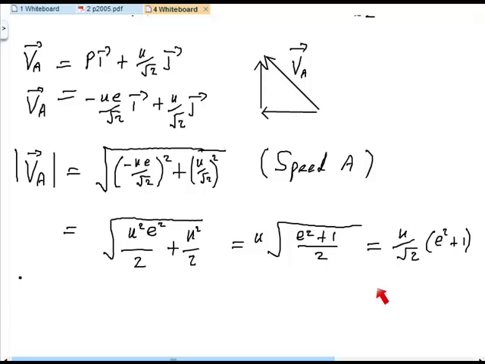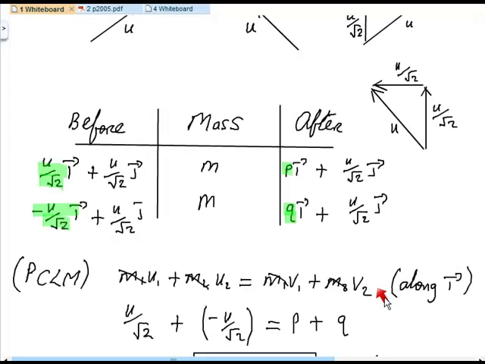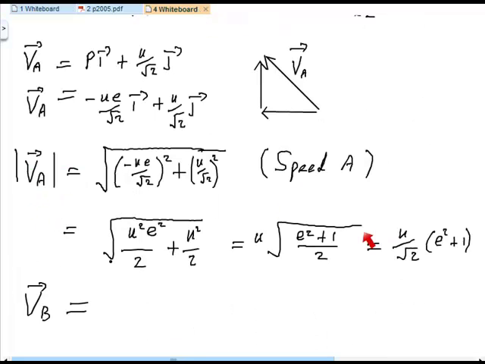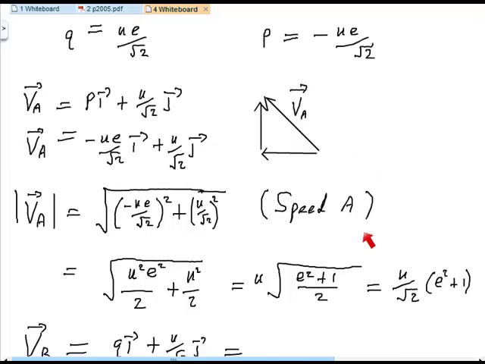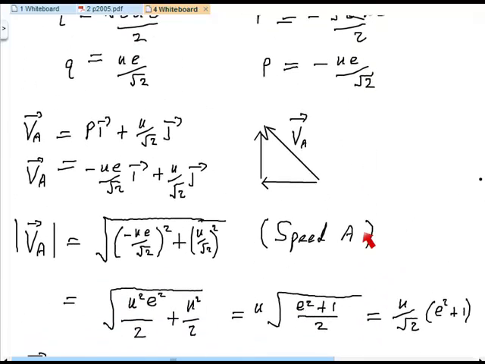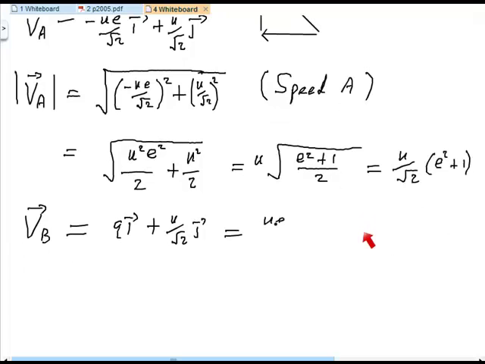Now let's look at B for a minute. Velocity of B after the collision. And back to the table, just to remind ourselves, it's Qi plus U over root 2 J. Which is, we just worked out Q, UE over root 2 along the I direction plus U over root 2 in the J direction.